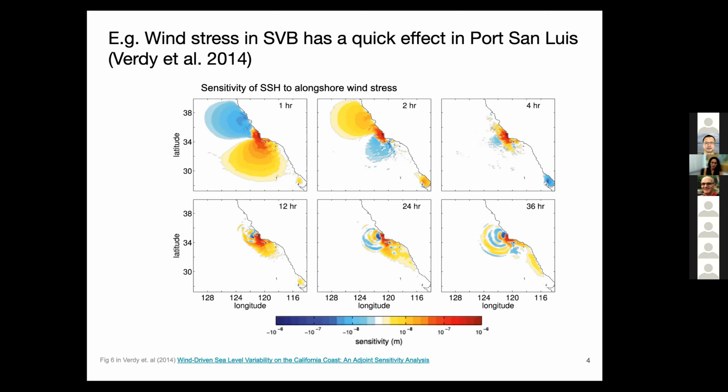And so this model allowed them to find an unsuspected remote forcing region in Sebastián Vizcaíno Bay, which is this bay in the Baja California coast. And in a way, it was expected that sea surface height would have obviously a fast response to local wind stress, but they found that remote winds in the bay also generate a response, and a quite fast one in Port St. Louis, right? So the response can be seen in between an hour, we see here, to up to 12 hours.